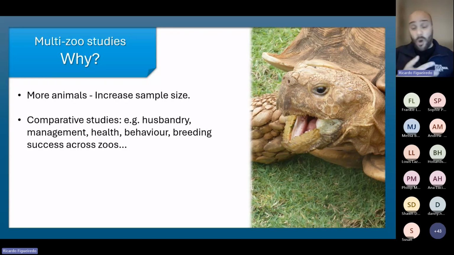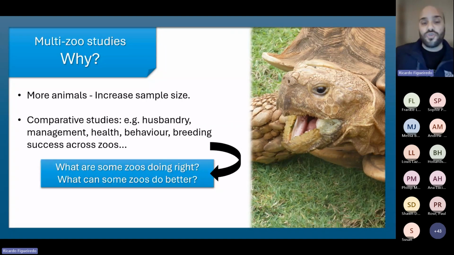across zoos, because as Paul also mentioned, zoos will be different in terms of husbandry, management, even climate, the weather, the temperature, all of that may vary across zoos. But we can use it to compare how those have an impact, the relative effect of those different variables on behavior, health, welfare, breeding success of animals across zoos.